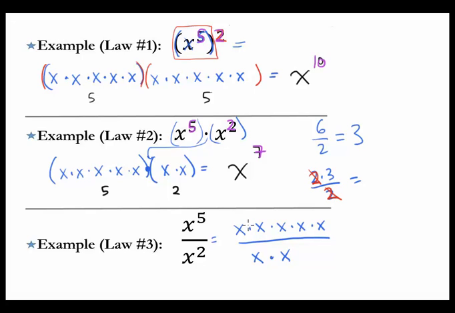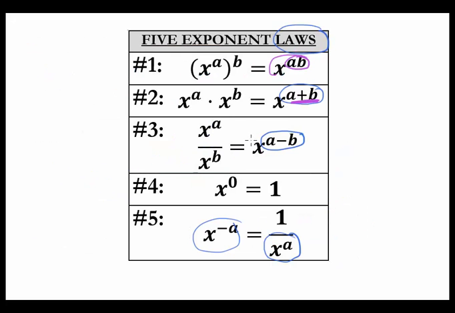We're going to do the same thing here and cancel out all the same factors. There's an x on the top and the bottom, so they're both gone. There's another x on the top and the bottom, so they're both gone. What do I have left? It looks like I have 3 x's left, so what I have left is x to the 3rd power. Once again, what can I do with the numbers 5 and 2 to give me the number 3? We subtract them. That's where the subtraction comes from when you divide exponents that have the same base.